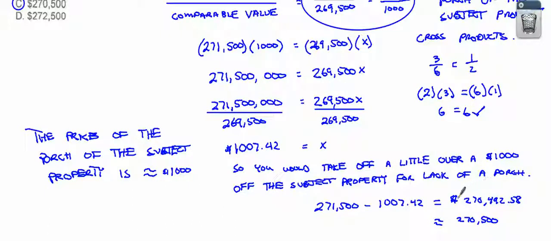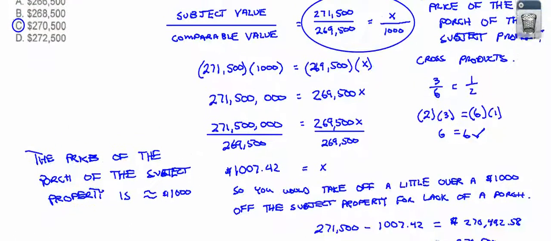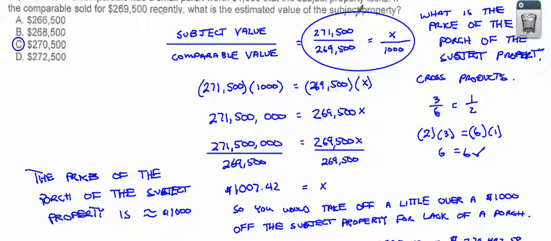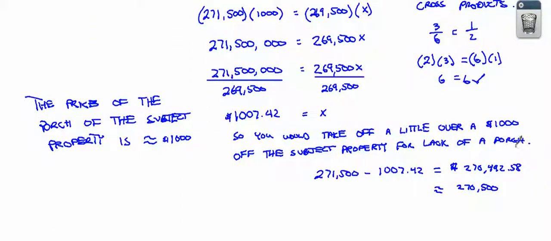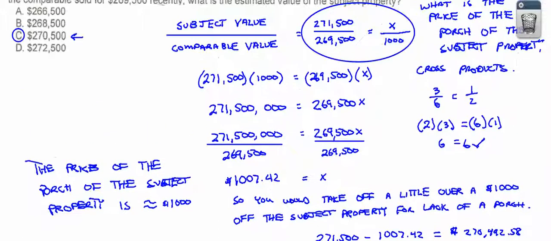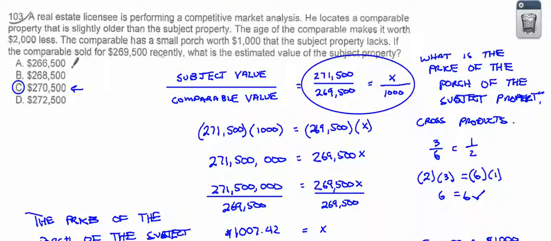Okay, so if we took our original value of $271,500, and deduct $1,000, you'd have $270,500, which is what the answer is right here. Now that's an estimation. If I wanted to get very exact, I could say it was actually 270,492.58. They're rounding to the nearest 10, I think, or the nearest 100. Not sure. But anyway, that's the math behind how they get to this answer, which is C.